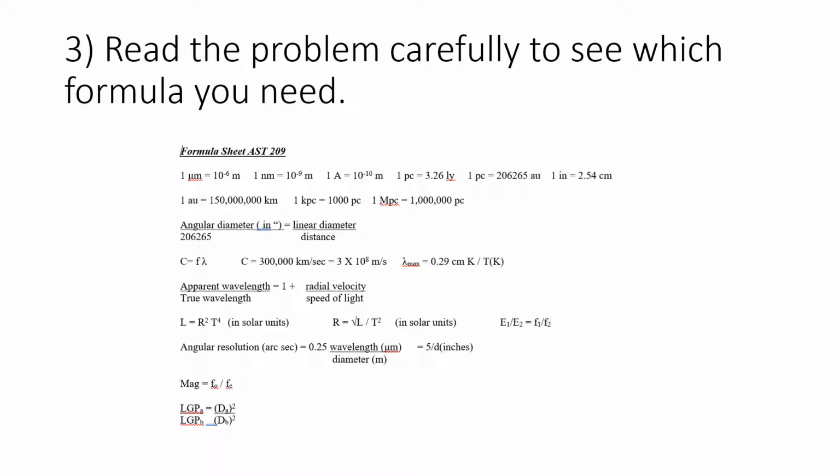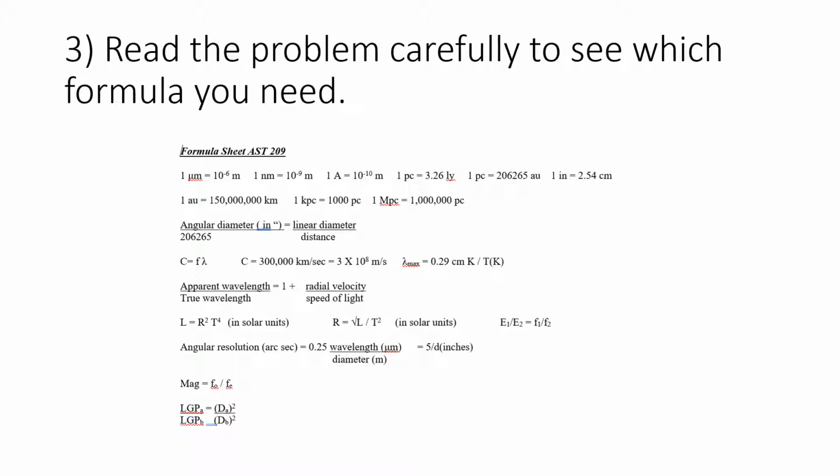To figure out which formula you need to use, you need to carefully read the problem and see which of the variables you're given. So here I'm showing you all of the formulas for exam 1, as well as some unit conversions that you might be using. You can see that there are some formulas that have similar variables. For example, wavelength comes up in a number of these, and temperature comes up in a number of these, and radius comes up in a number of these.